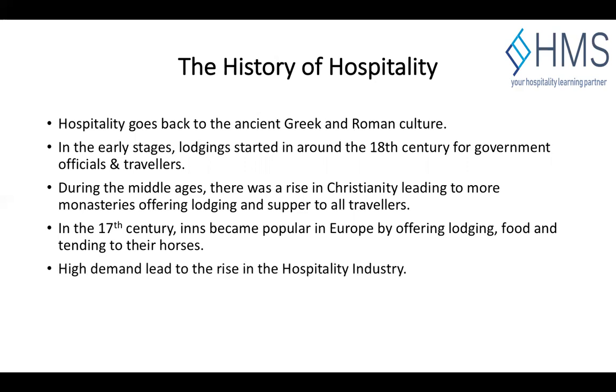And as a result, due to the high demand of lodging facilities and inns, it led to an eventual rise in the hospitality industry, what we know today in the 21st century. It has grown into hotels and online travel agents, OTAs, which have developed over the past few decades.